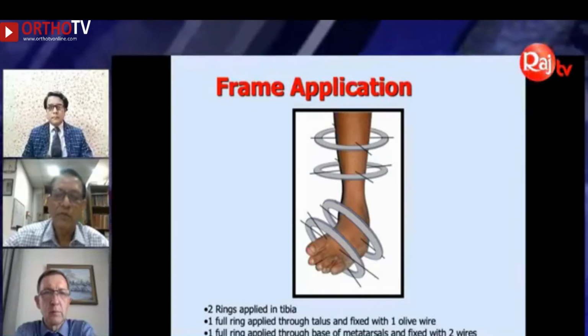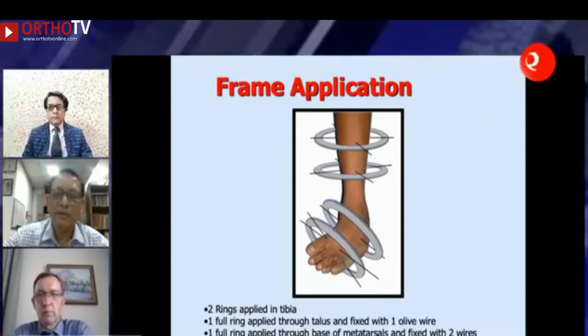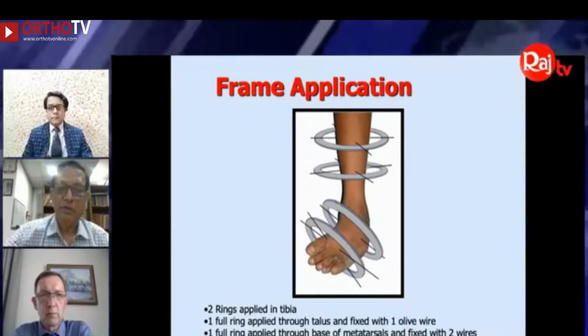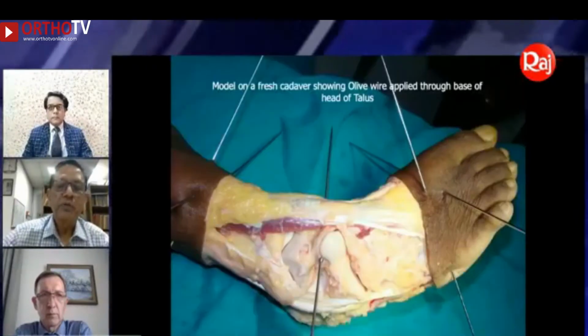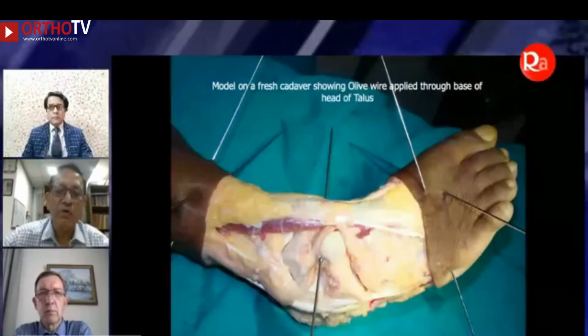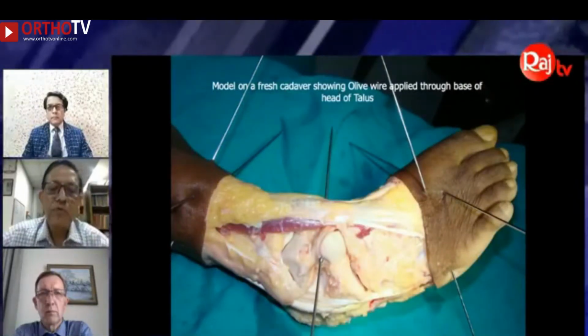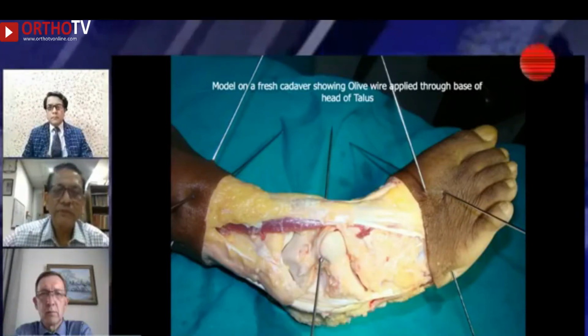the metatarsal and fixed with 2 wires, because we were trying to correct the deformity without applying the full ring, but it's very difficult because the rotation is not possible. So we have put the full ring there. So we have studied the cadaver there, to know where to put the wire. So where to put the wire? So we have done the fresh cadaver there.